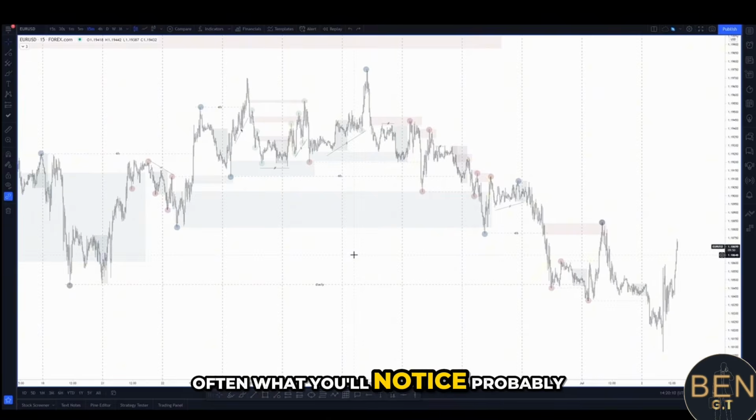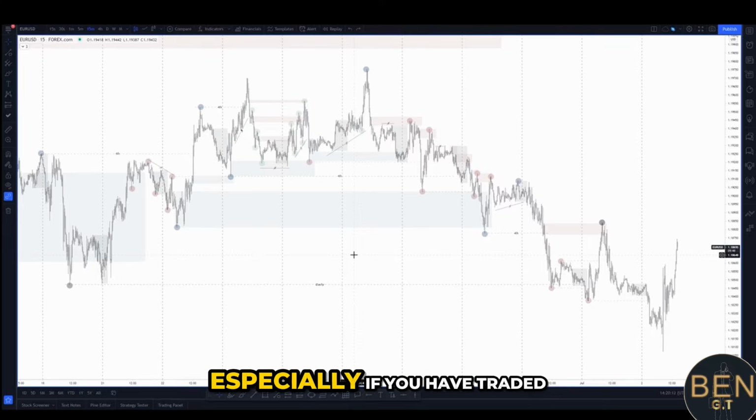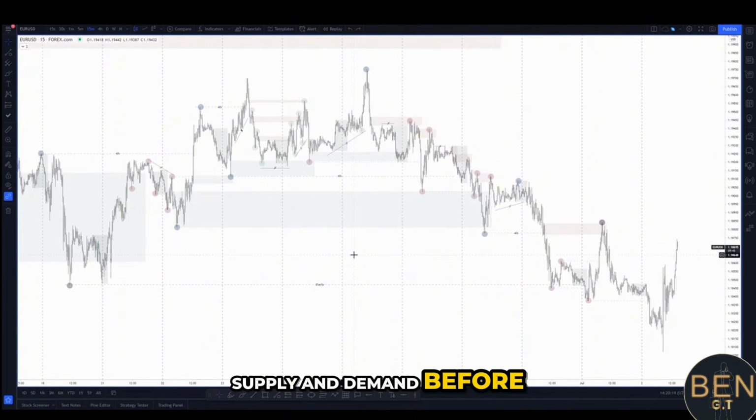Often what you'll notice, especially if you have traded supply and demand before, is that you're very good at picking supply and demand zones, and you probably found this through your back testing. But often you're picking the wrong ones, in that you might get an initial reaction, but price never follows through, and you seem to be on the wrong side of the trend all of the time or most of the time.